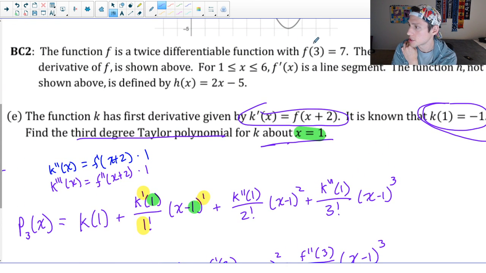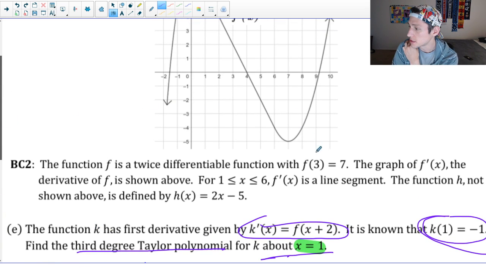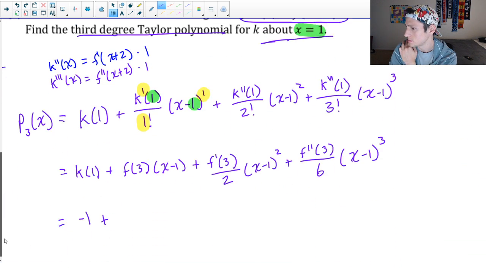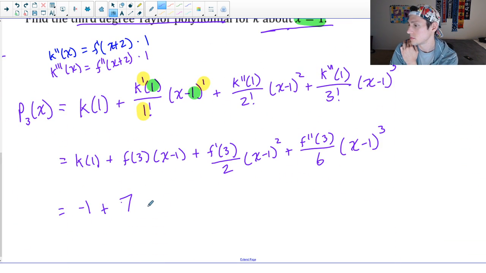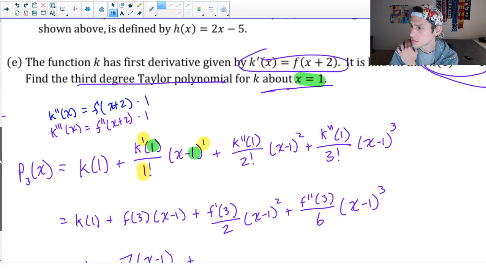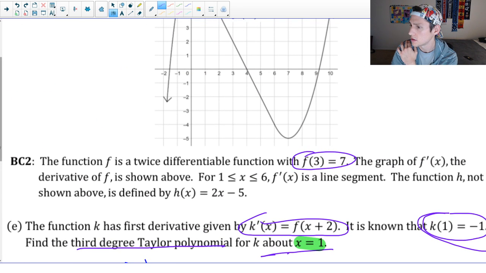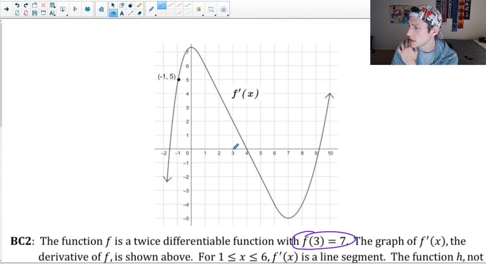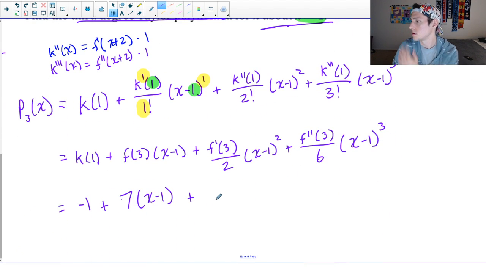Hey, check it out. Remember, we used that earlier. F of 3 is 7. So 7 times x minus 1. F prime of 3 over 2. So let's go to f prime of 3. So here's f prime. 2. So that would be 2 over 2 is 1. So that's just x minus 1 squared.